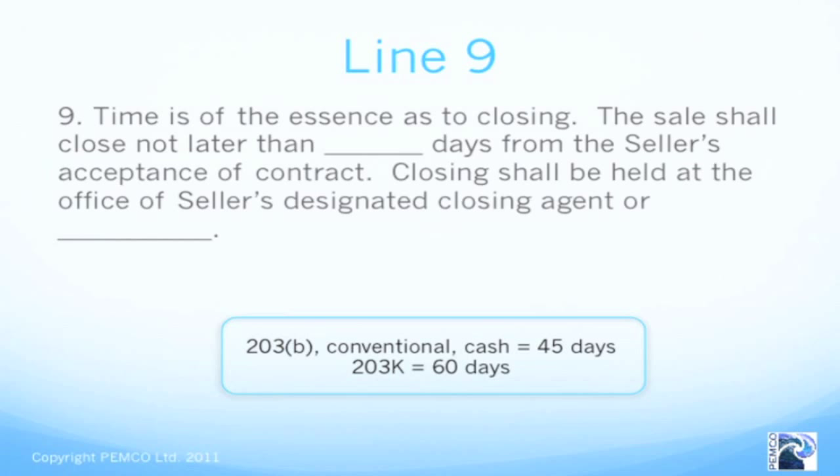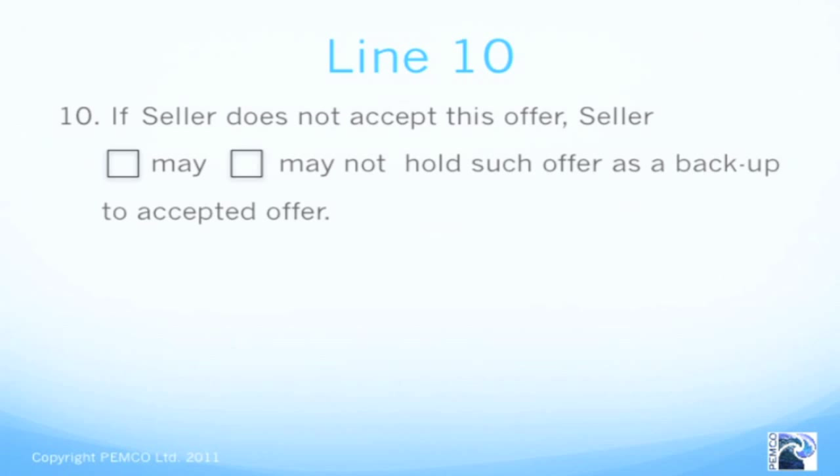Line 9 is where you will state the closing timeline. For normal closings like 203B or conventional or cash closings, 45 is the appropriate number to fill in. For 203K closings, this blank should be filled in with 60. The next blank you can totally leave blank, don't even worry about it. Line 10 will be auto-checked for you because you will have already indicated whether you would like to be considered a backup offer on the bid submission page.